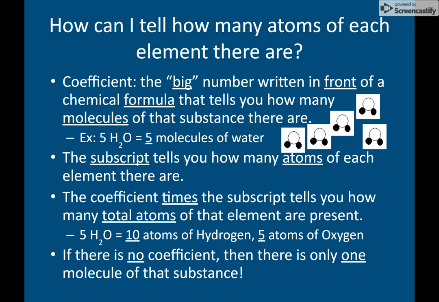The subscript tells you how many atoms of each element there are. Remember, you will never, ever change a subscript, because that will change the chemical makeup of the formula and it will no longer be the same substance. The coefficient times the subscript tells you how many total atoms of that element are present. So 5H2O is going to be 10 atoms of hydrogen and 5 atoms of oxygen.